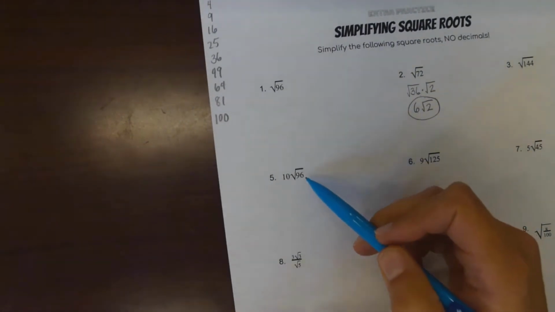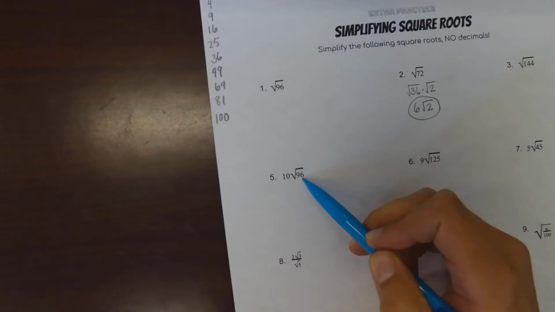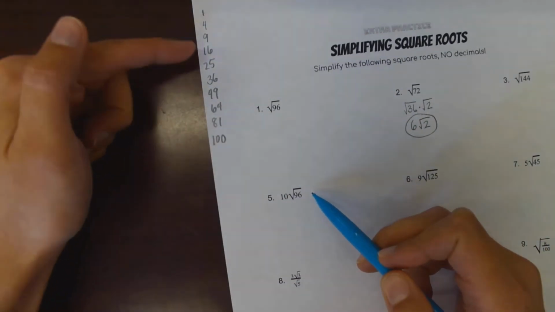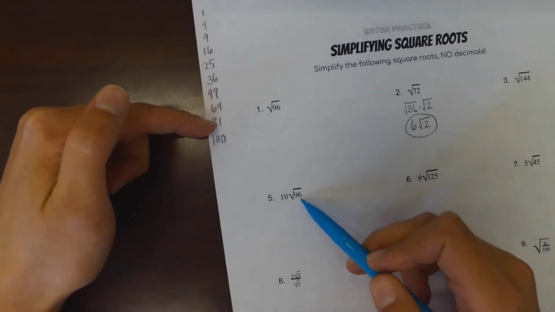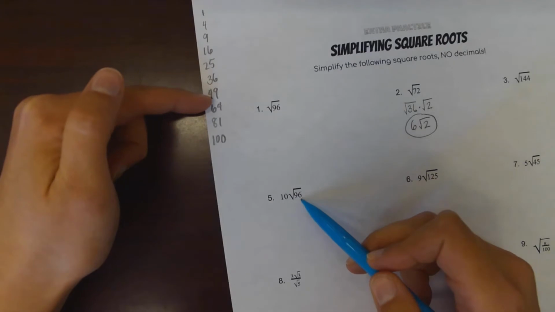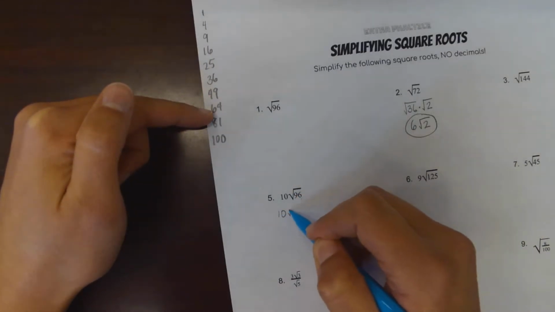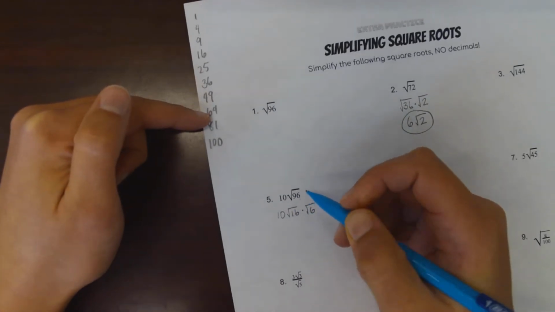Number 5, now we have a number on the outside. So first thing we do is simplify this number the same way we did in number 2. And I want to see what's the biggest number that can go into 96. So I would start at the bottom of my list and work my way up, dividing into 96. 16 is what's going to work. So 16 times 6 is 96.